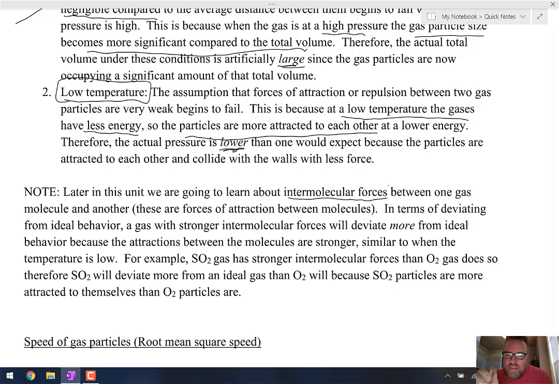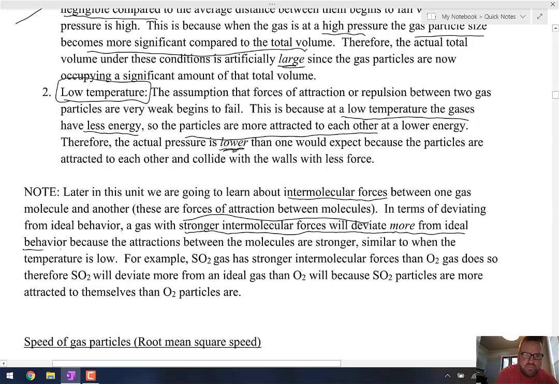Okay, but one of it has to do with intermolecular forces. Those are the forces of attraction between one molecule and another. If one gas has stronger intermolecular forces than another gas, and they're at the same temperature and the same pressure, the one with the stronger intermolecular forces will deviate, which means act less like an ideal gas. Why will it do that? Because stronger intermolecular forces means they're more attracted to each other. So when the pressure and the temperature are the same and one molecule has stronger intermolecular forces than the other, that one will act less like an ideal gas or will deviate more from ideal behavior.